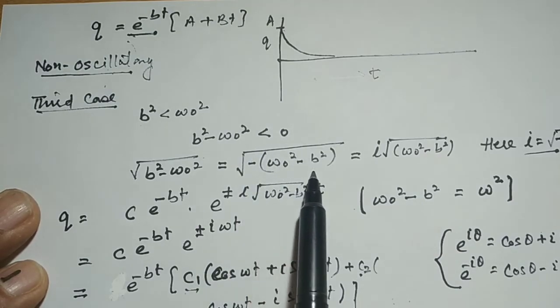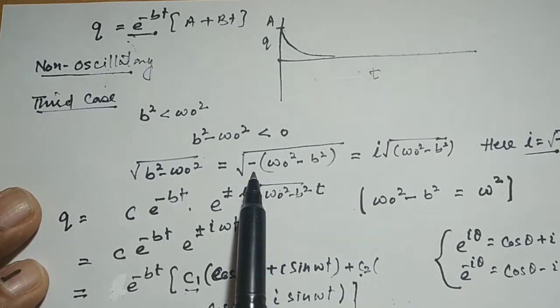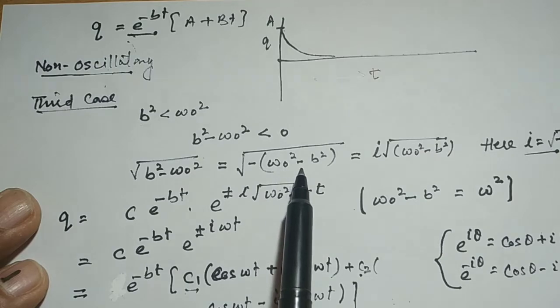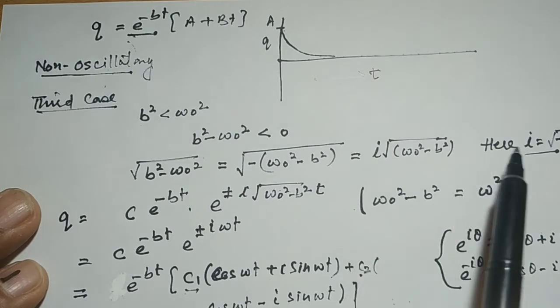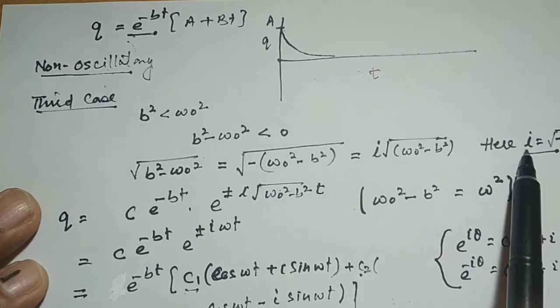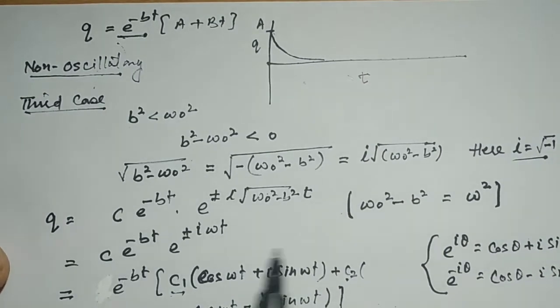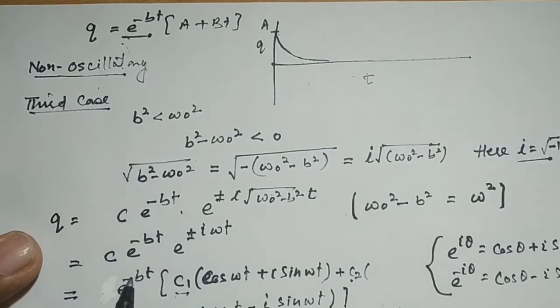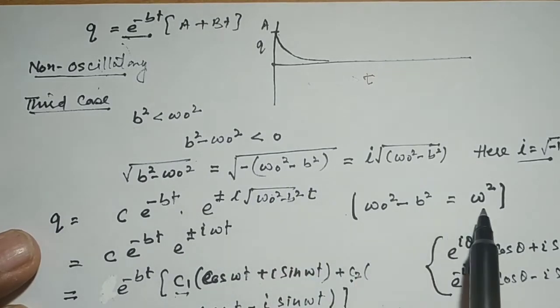Anything negative under the square root, we can write with the negative sign outside as omega naught square minus b square, and this negative inside the square root will give you square root of minus 1, which is iota. In terms of iota we can write the solution as C e to the minus Bt, e to the plus minus iota times square root of omega naught square minus b square, t. Here this omega naught square minus b square can be substituted as omega square.